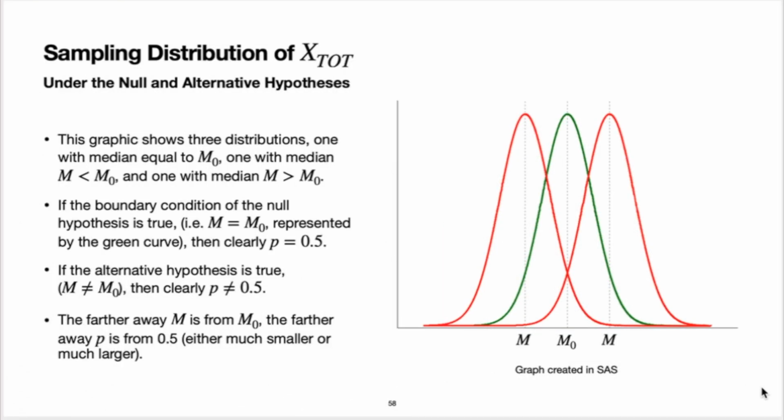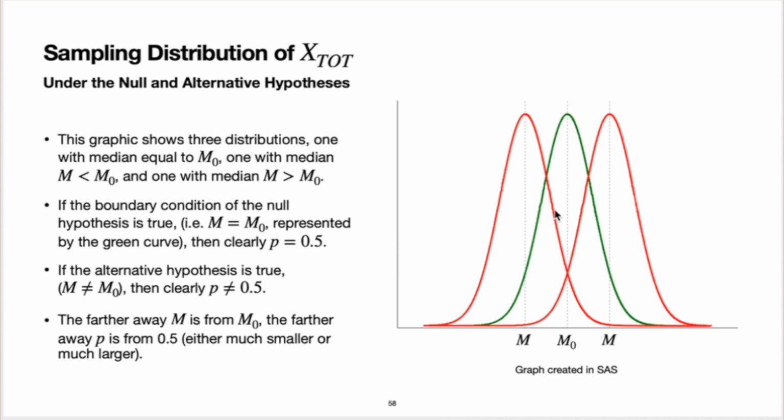And so let's continue to consider EXST as our candidate test statistic, and let's look and see how EXST behaves under the null hypothesis, but also under the alternative hypothesis. This graphic shows three distributions, one with a median equal to cap M sub 0, which corresponds to the null hypothesis being true. That is this green curve here. So for this possible distribution that we're sampling from, the population median is equal to the specified value m sub 0.